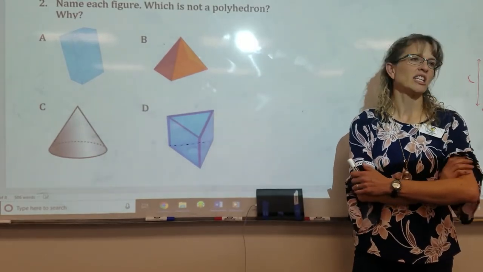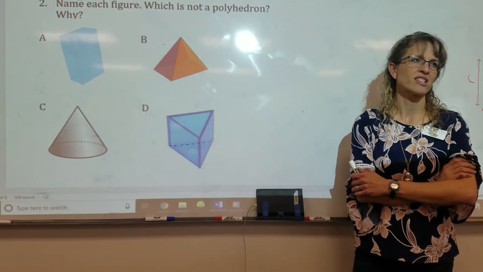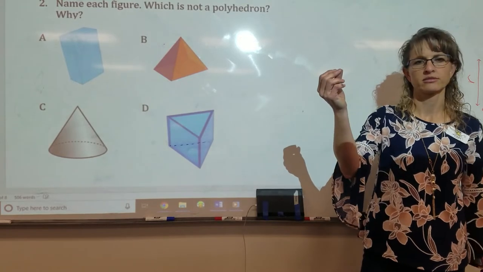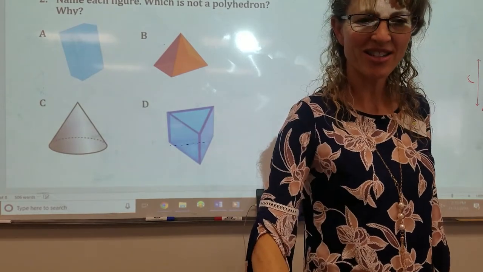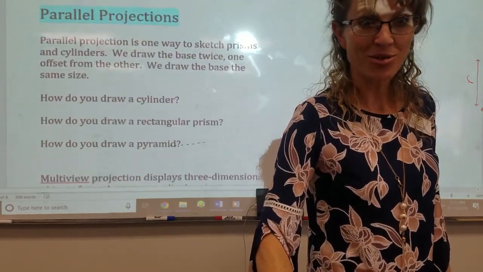Okay, name each. Which is not a polyhedron? Let's take a class vote. Which one's not a polyhedron? Get ready? C. C has curved edges. Perfect. You guys knew it. All right, now we're going to draw.